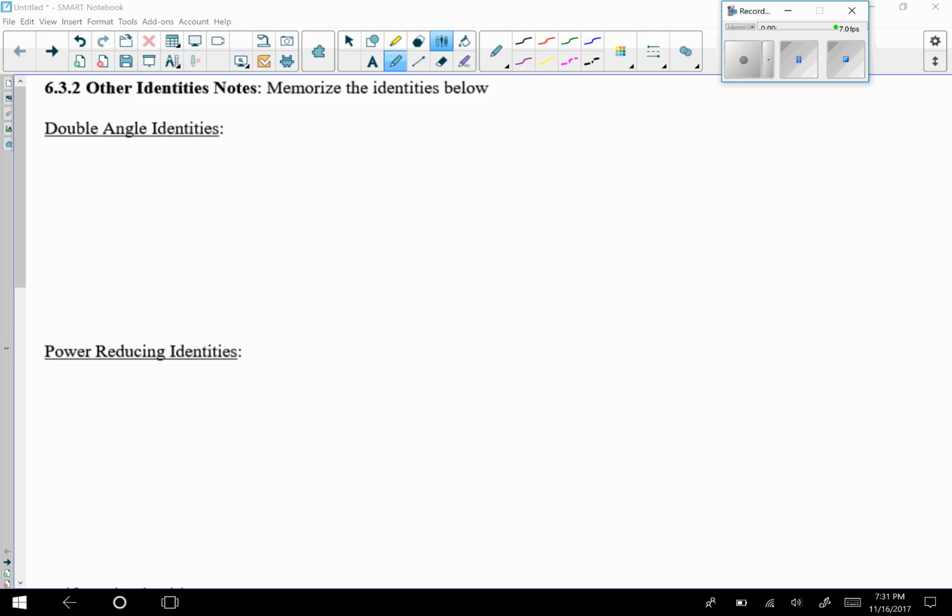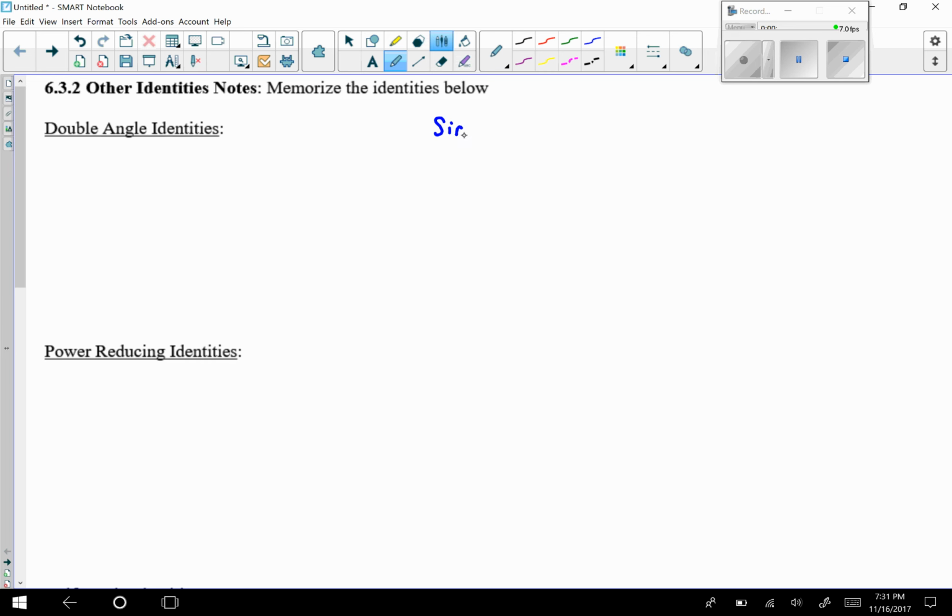6.3.2 Other Identities. So for these notes, you're going to want to make sure you memorize the identities that we're going to talk about below. So I'm actually going to show you guys how to derive them, so that way you can always figure out what these identities are. So let's start off with our double angle identities.